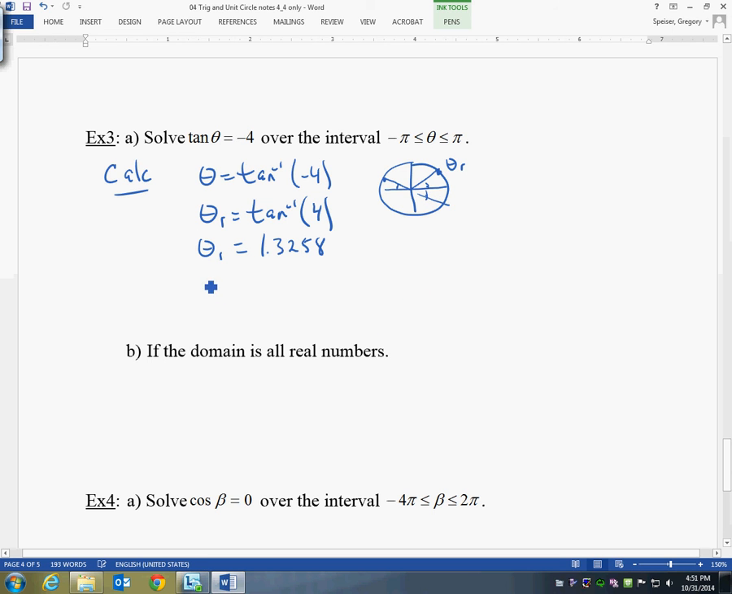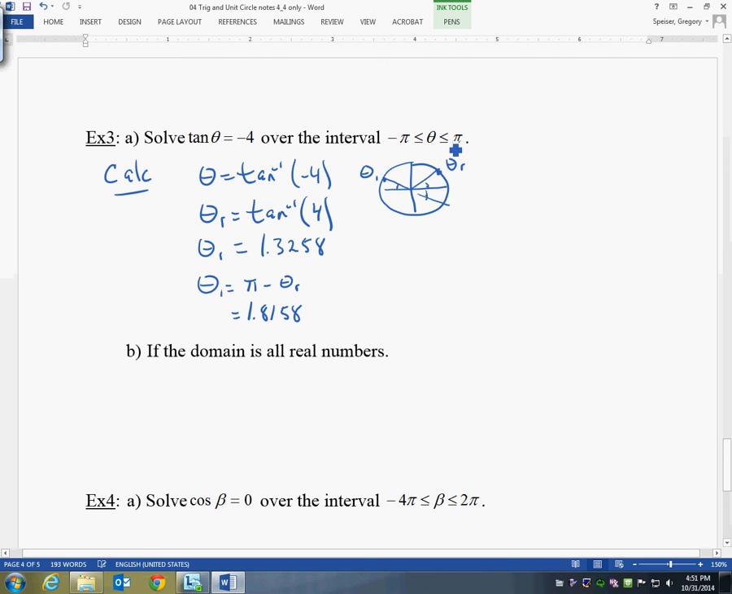So my theta 1 will be pi minus my reference angle. So I think I get a value of 1.8158, and that's theta 1.